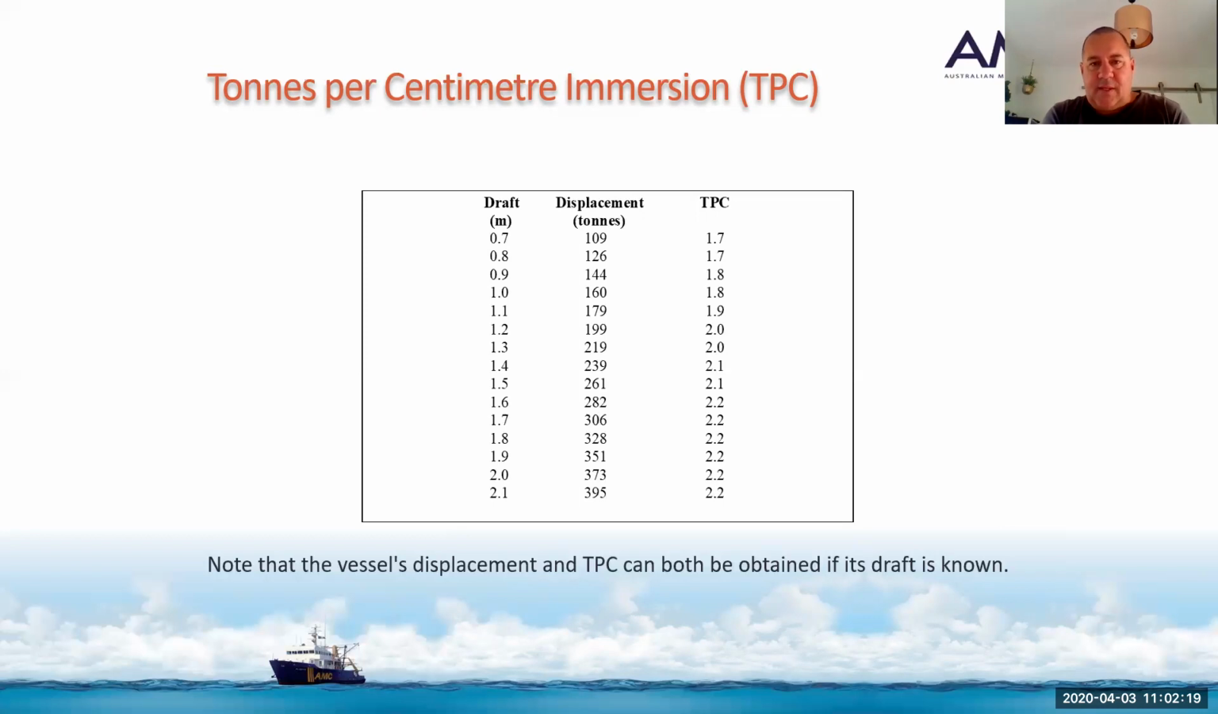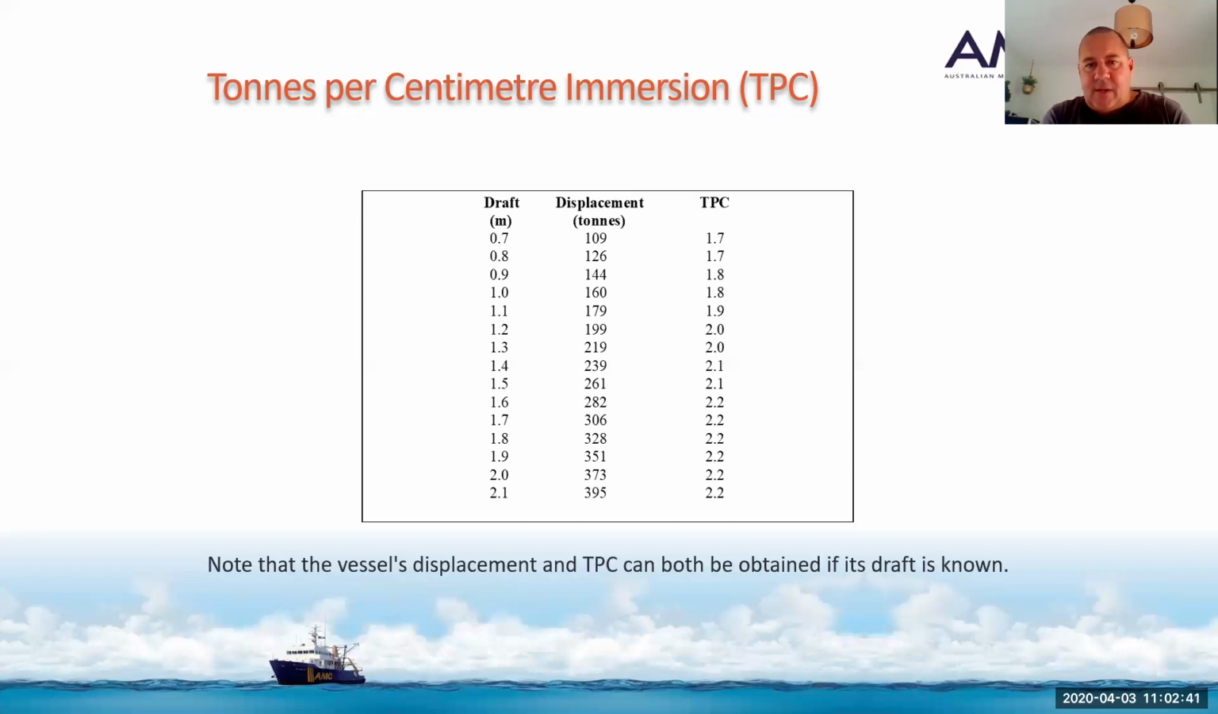And then the next one is the displacement in tonnes, so how much the vessel weighs at a particular draft. So if it's at a draft of 2.0 metres, you can see that its displacement or tonnage is 373 tonnes. So it's displacing 373 tonnes to get it to a draft of 2 metres.